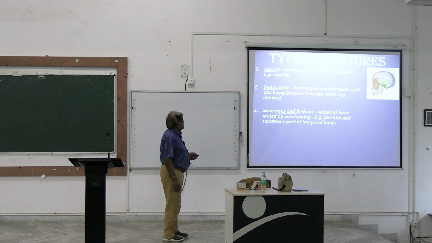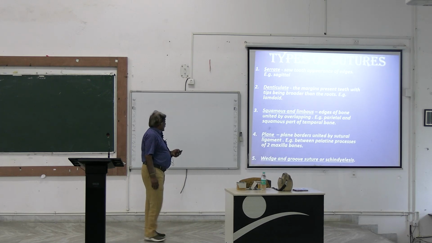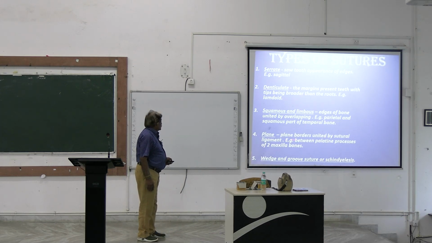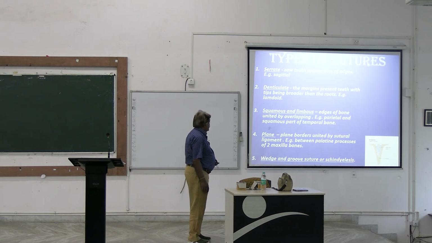This is the temporal bone. This is parietal bone. This suture. Plain, borders united by sutural ligament, example between palatine process of the two maxilla bones. The wedge and groove sutures of Syndialysis.